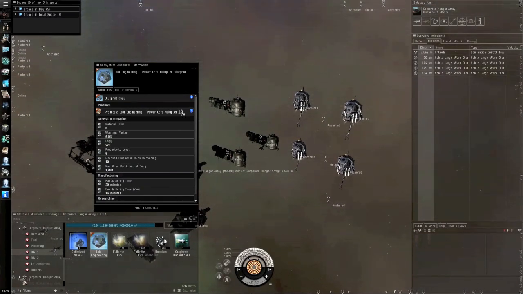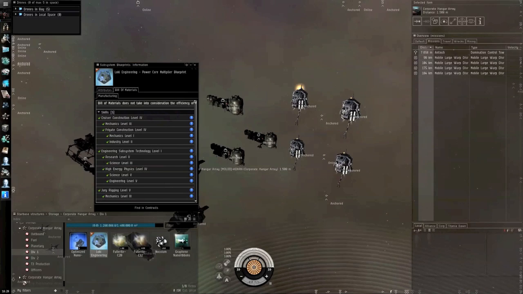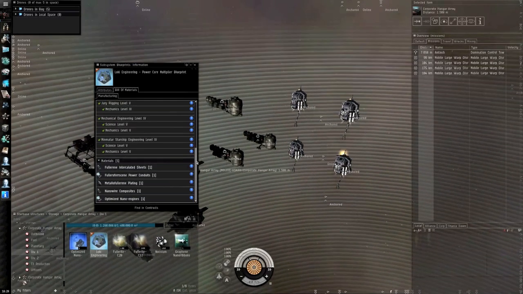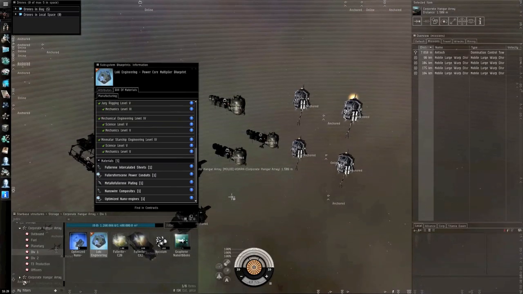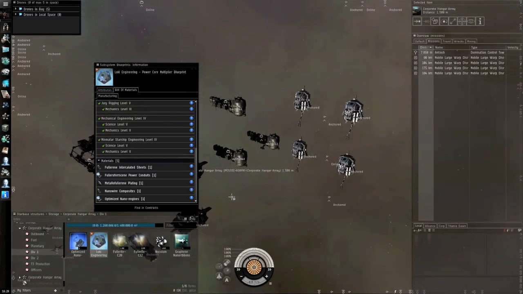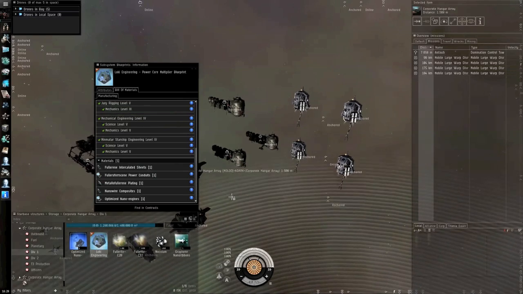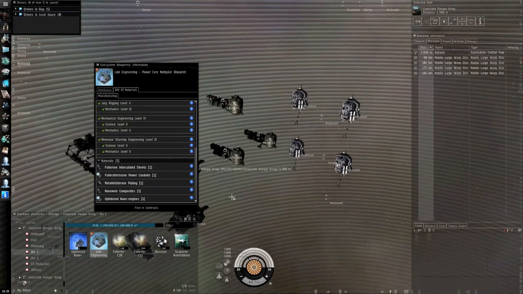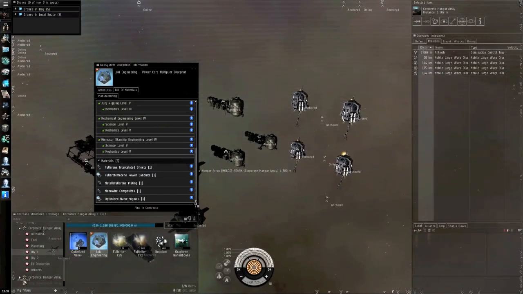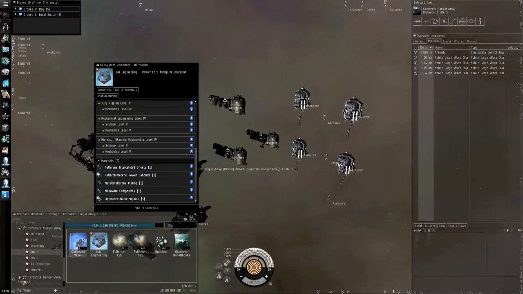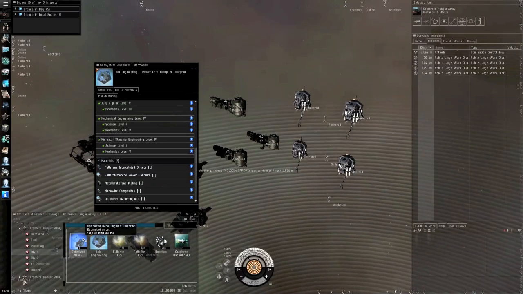Now that we have our blueprint, we know exactly which materials are required to build it. Here's what we need: 1 optimized nano engines, 1 fullerene intercalated sheets, 1 fullerene power conduits, 1 metallofullerene plating, and 1 nanowire composites. Okay, remember the sleeper component blueprints that I talked about that you get from the market?